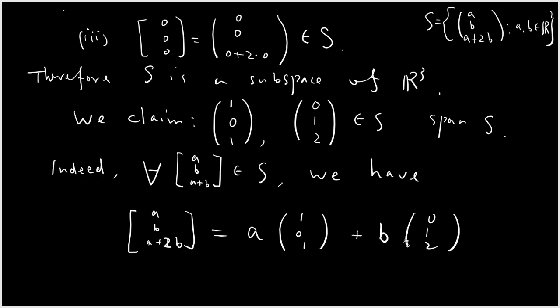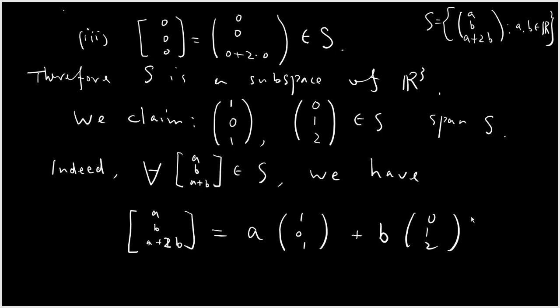Now you compute the right hand side, okay? The right hand side, the first component is going to be A. The second component is going to be B. I think the third component is going to be A plus 2B, right? That's why the equation is valid.